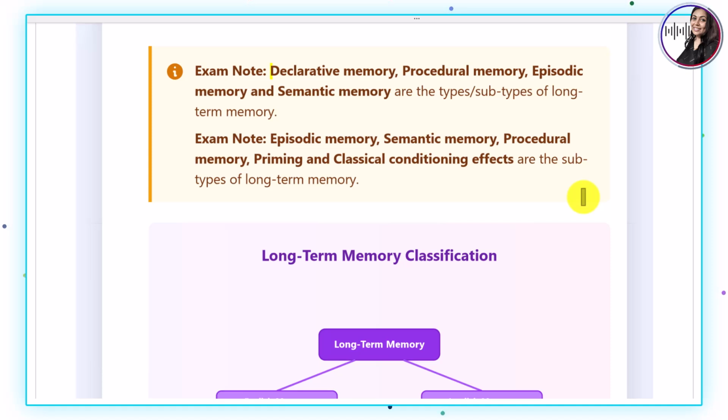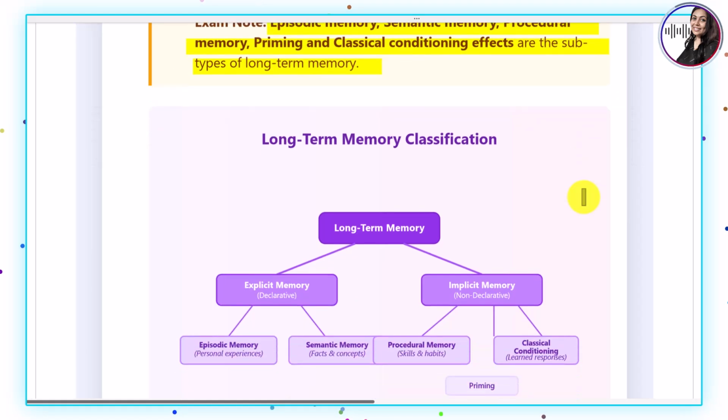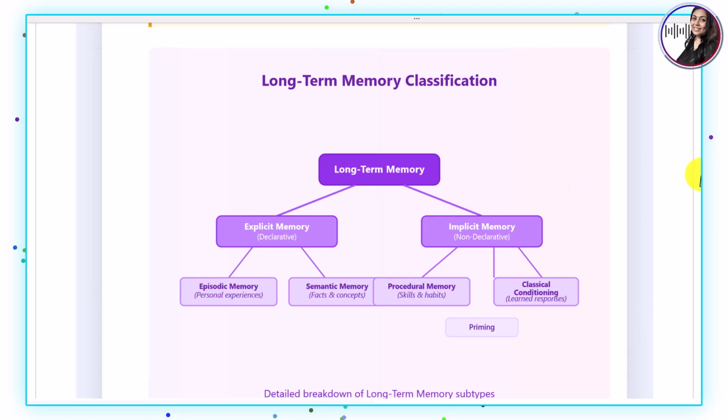According to exam-oriented classifications, declarative memory, procedural memory, episodic memory, and semantic memory are types or subtypes of long-term memory, a point that has been asked in exams. Another commonly tested classification includes episodic memory, semantic memory, procedural memory, priming, and classical conditioning effects as subtypes of long-term memory. These categories help explain how experiences, facts, skills, and conditioned responses are stored and retrieved over time.